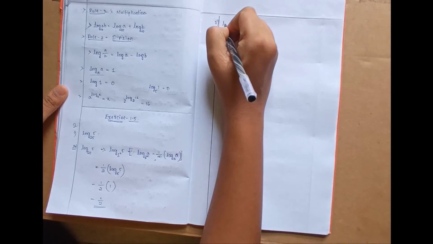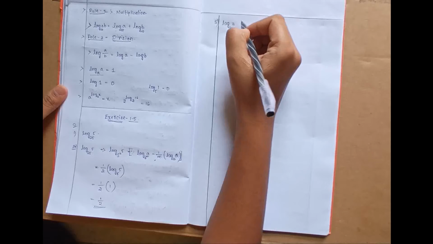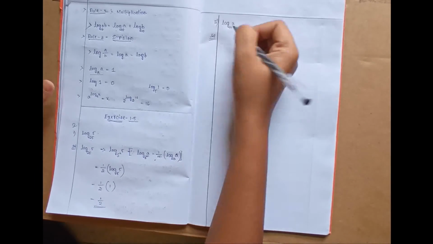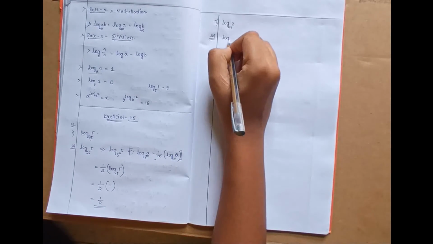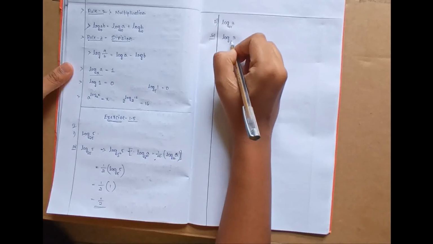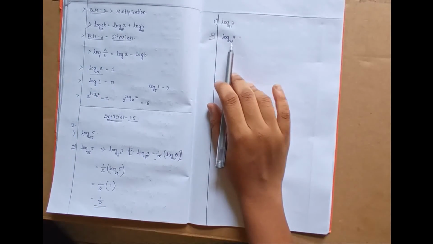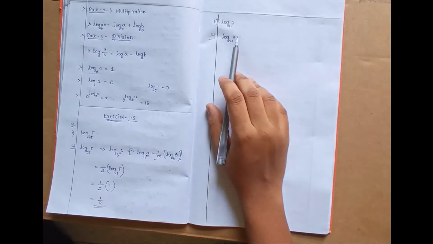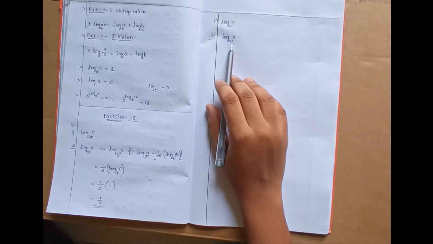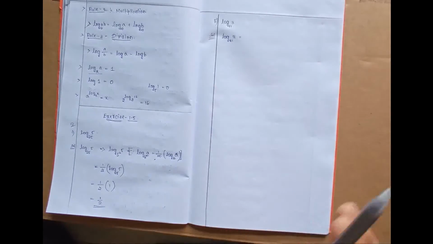The second one is log 3 to the base 81, and we should find the value for this logarithmic number. Okay, so here let's write the number log 3 to the base 81. Concentrate on this: this 81 can be written in the form of 3 cube. So this 81 is a cube of 3.